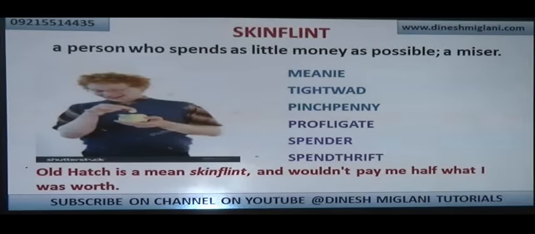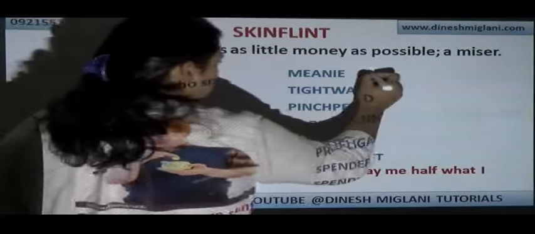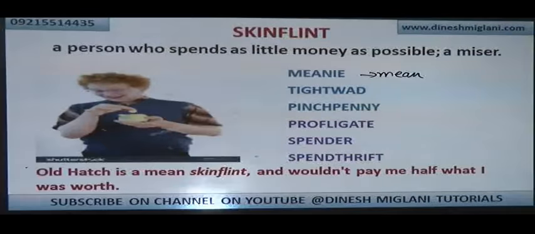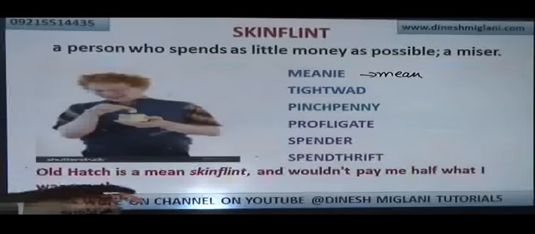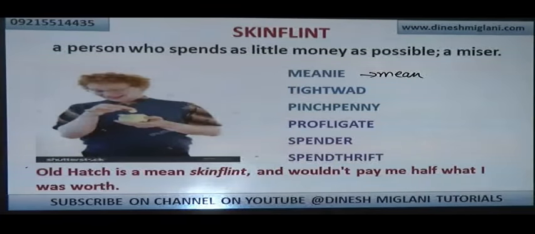Next is skinflint. Skinflint is again a person who spends as little money as possible, who always tries to avoid spending money. Such people are meanies. Meanie is a mean person. Another one, tightwad. A tightwad is a miser. We did this word, miser. Pinch penny, we did this again. Penny pincher and pinch penny are the same. Opposite: profligate. Profligate, we did this word in the spendthrift slide. You can refer to it there. Spender, spendthrift. The old hat is a mean skinflint and wouldn't pay me half what I was worth.